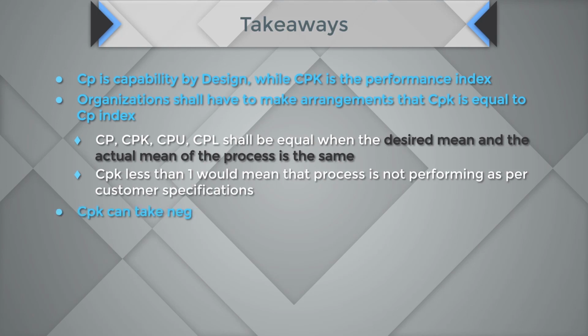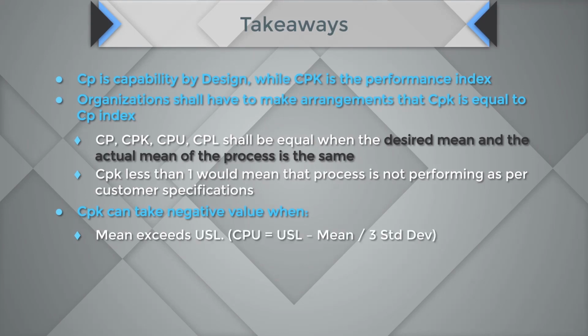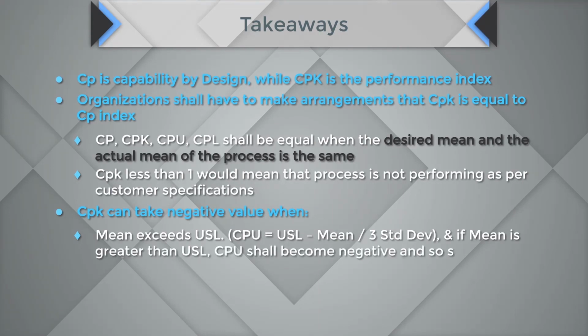CPK can assume negative values when the mean exceeds the USL or the mean is less than the LSL. If mean exceeds the specification, CPK shall assume negative values. Look at the formula. CPU equals USL minus mean upon 3 standard deviation. So if my mean is greater than the USL, while my customer wanted me to not exceed 140 centimeters, and if mean itself has exceeded 140, my CPK shall become negative.